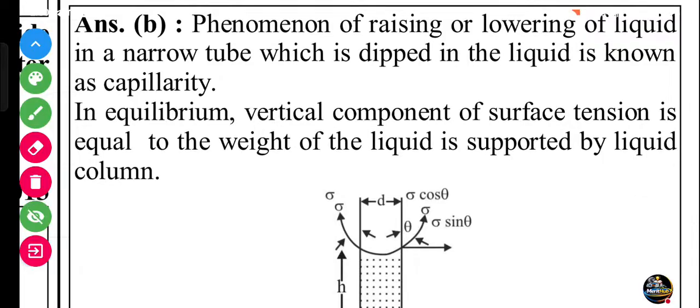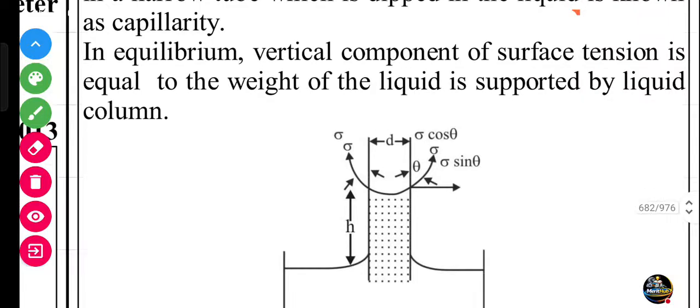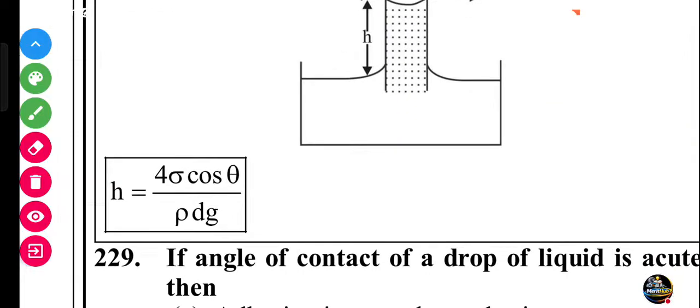You can see the phenomenon of the rising or lowering of a liquid in a narrow tube dipped in the liquid is known as capillarity. In equilibrium, the vertical component of the surface tension is equal to the weight of the liquid supported by the liquid column. The capillary rise or fall equals 4 sigma cos theta by rho g d, where sigma is the surface tension, rho is the density, d is the diameter of the capillary tube, g is the gravitational acceleration, and theta is the angle of contact.